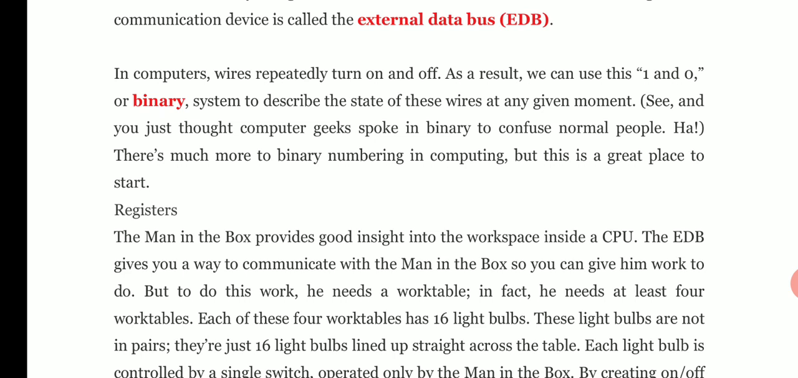In computers, wires repeatedly turn on and off. As a result, we can use 1 and 0, or binary. Binary is always 1 and 0, on and off, 1 for on and 0 for off. This binary system describes the state of these wires at any given moment.